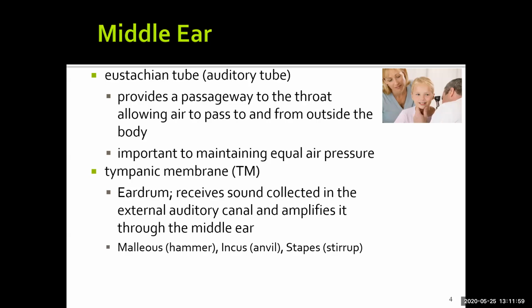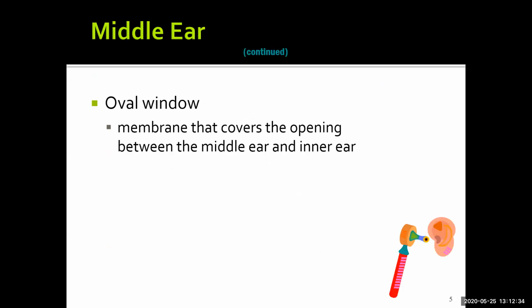Sound waves reach the tympanic membrane or the eardrum in the middle ear, which is important to maintain equal air pressure there. The eardrum, the tympanic membrane, receives sound collected in the external auditory canal and amplifies it through the middle ear. There's three little bones called the malleus, incus, and stapes. Vibrations are transmitted to the oval window, which stimulates the auditory fluids in the internal canal. Also in the middle ear, the auditory tube, also known as the eustachian tube, will connect the throat to maintain that equal air pressure. The oval window is a membrane that covers the opening between the middle ear and the inner ear.